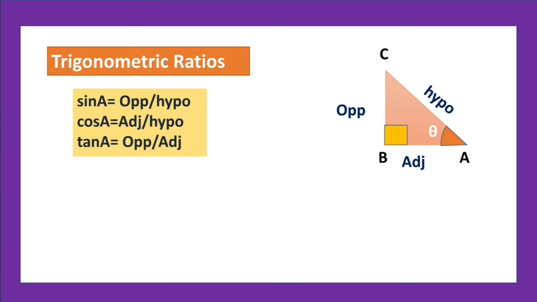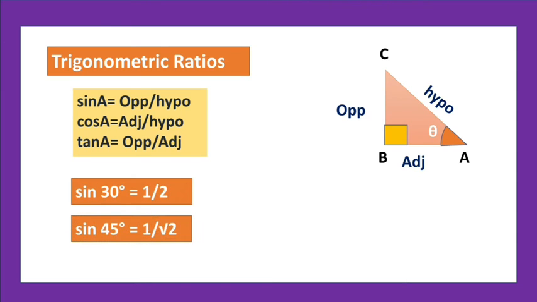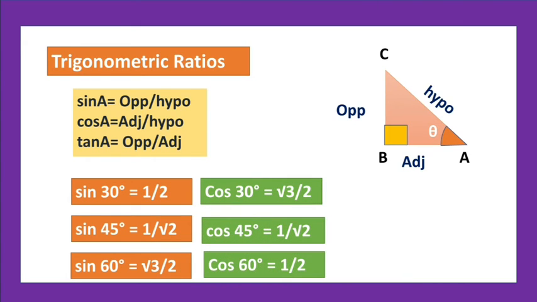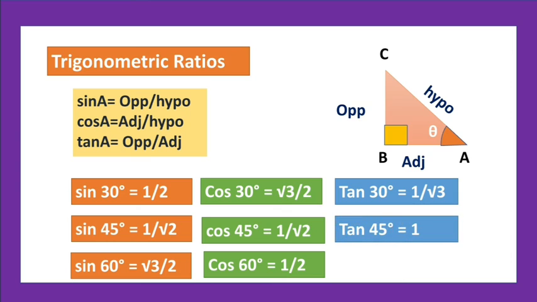And we have to remember the values of these trigonometric ratios at particular angles. That is, the sine 30 degrees value is 1 by 2, sine 45 degrees value is 1 by root 2, sine 60 degrees value is root 3 by 2. And cos 30 degrees value is root 3 by 2, cos 45 degrees value is 1 by root 2, cos 60 degrees value is 1 by 2. And also tan 30 degrees value is 1 by root 3, tan 45 degrees value is 1, and tan 60 degrees value is root 3. You have to remember all these values to solve the problems from applications of trigonometry.